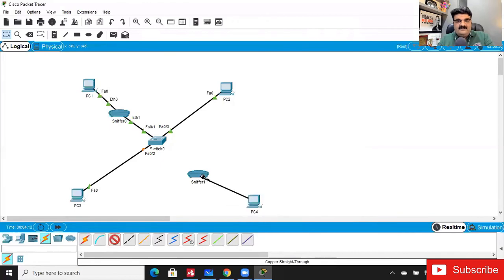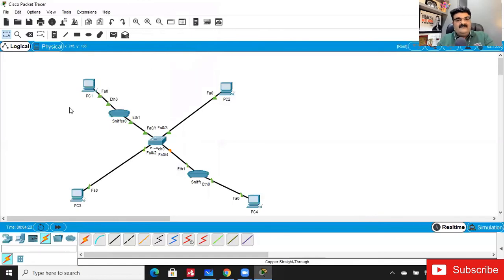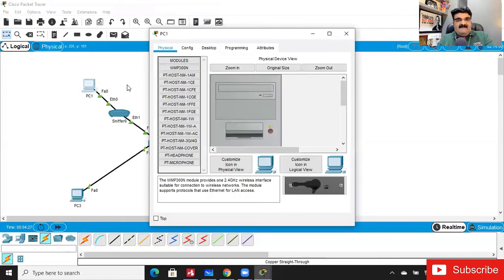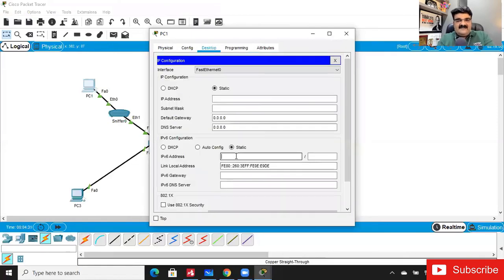Fast Ethernet 0. Okay, it will also be fast Ethernet 0, and then it is Ethernet 01. Okay, now I'm going to assign an IP address, a very simple, normal IP address of IP version 6. It can be 2001:10::1, and /64.